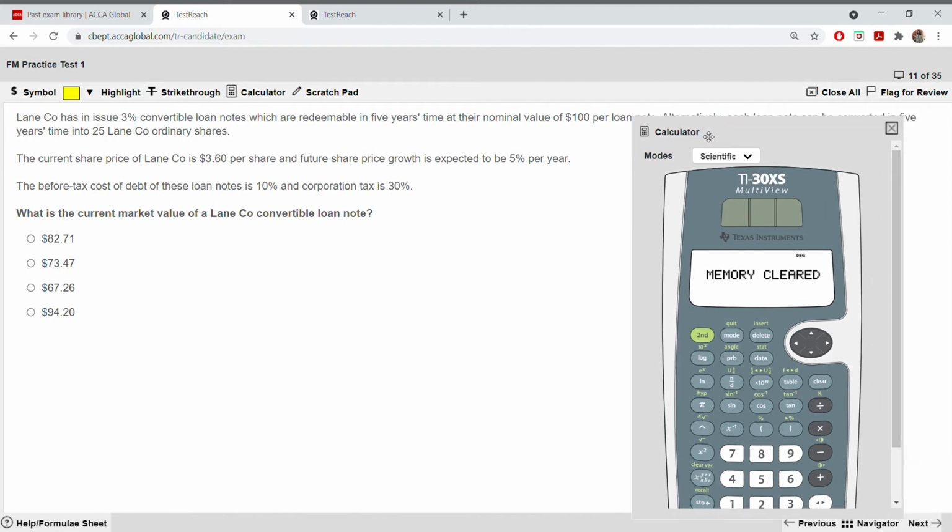You have to know how to value the loan. This is your topic from earlier: a redeemable debt, or convertible loan note, and how to value it. This requires a lot of working. So here, what are you going to do?